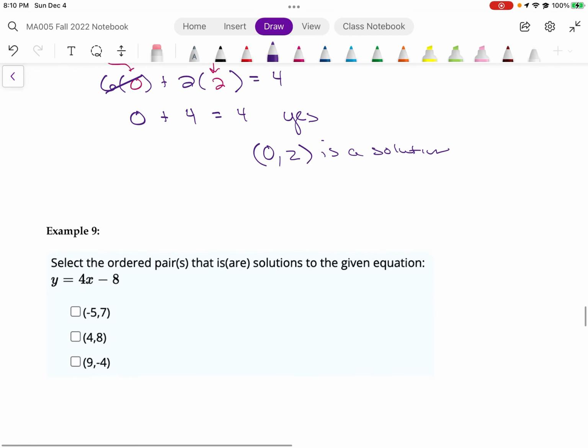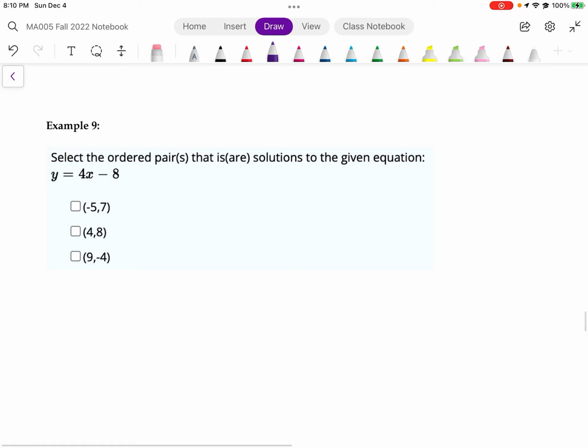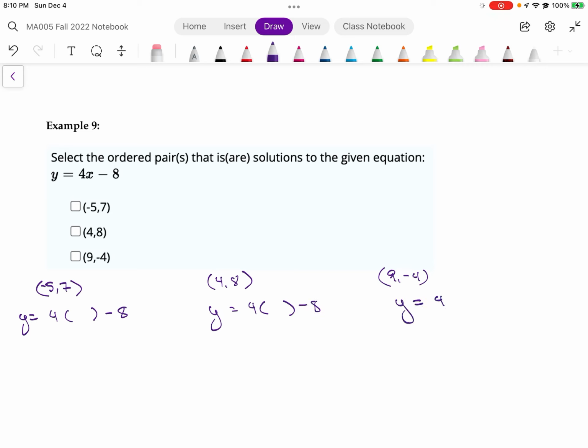All right, example 9. Select the ordered pairs that are solutions to the given equation. So how are we going to do this? You're just going to try every single one. So negative 5, 7, and then 4, 8, and then 9, negative 4. And we've got 4 times x. I'm going to take out the x and just leave a blank. 4 times a blank minus 8 equals y. And there are an infinite number of solutions. It just has to be the right combination of solutions, right?